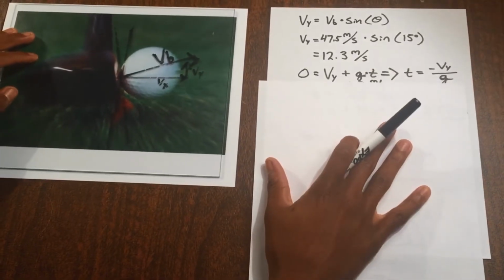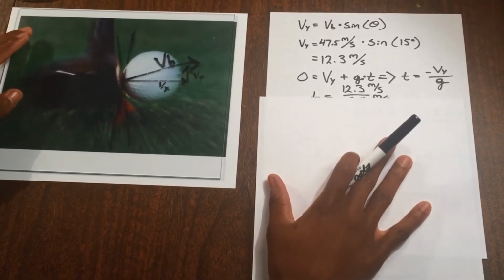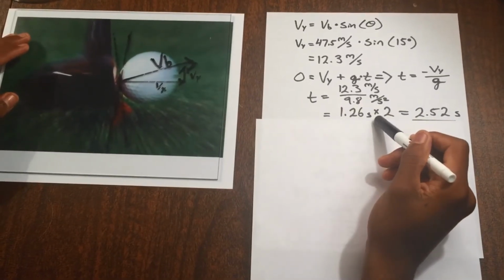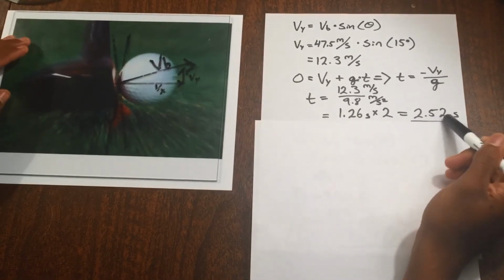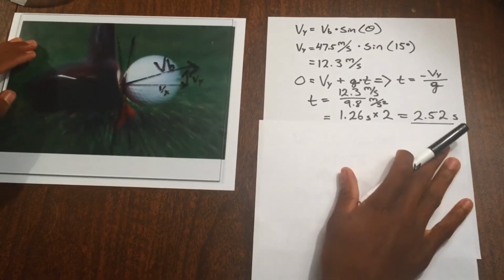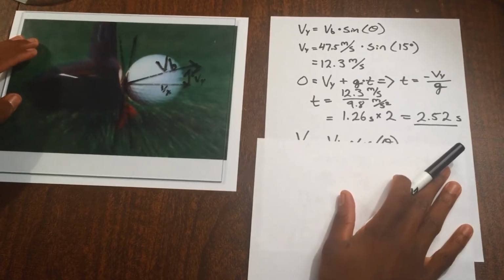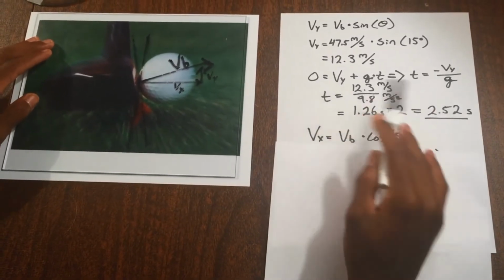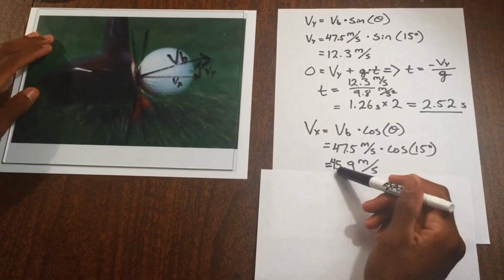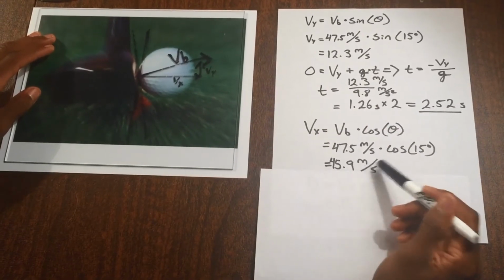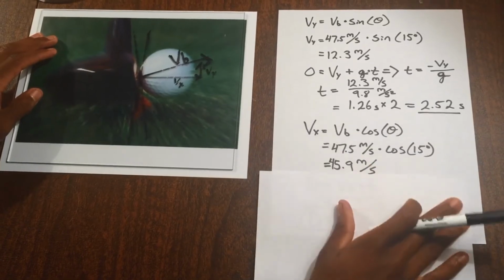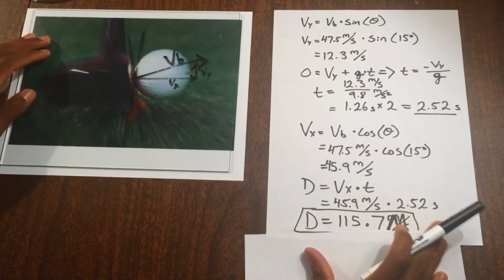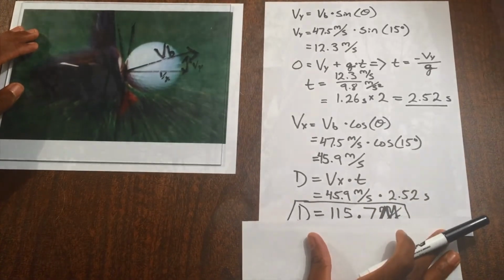Now I can take all my information plus the acceleration of gravity and plug it into this equation to get my peak time of 1.26, which must be doubled to get my total ball air time of 2.52 seconds. Next, I will find the horizontal component by just plugging in the same information into this equation to get 45.9 meters per second. I will then multiply my time and my horizontal component to get a distance of 115.7 meters.